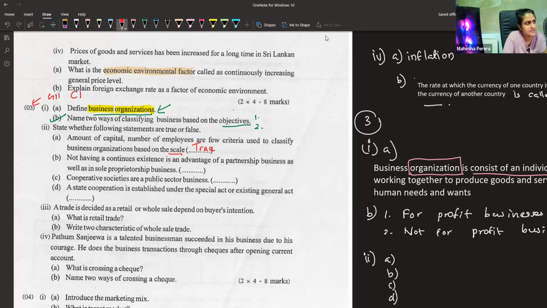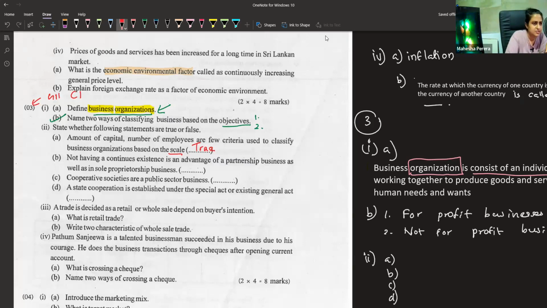Generally, we decide whether a business is small and medium scale or large scale by the amount of capital invested, number of employees, amount of energy used, and also the market share of the business. We use these four criteria to determine the scale of a business. Okay, so this is true.